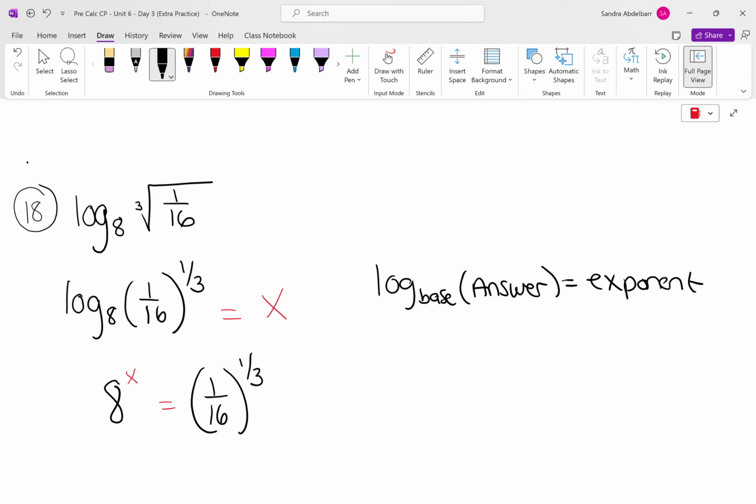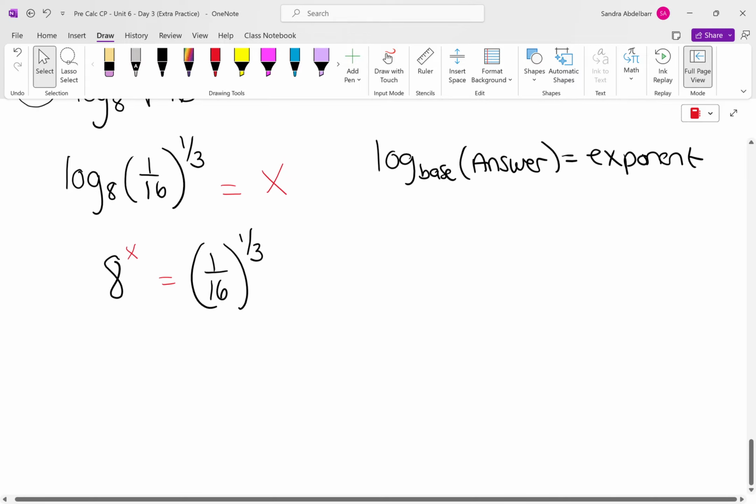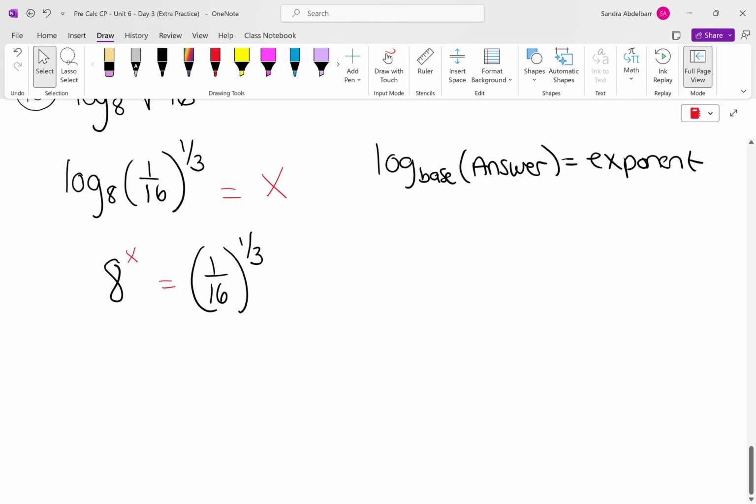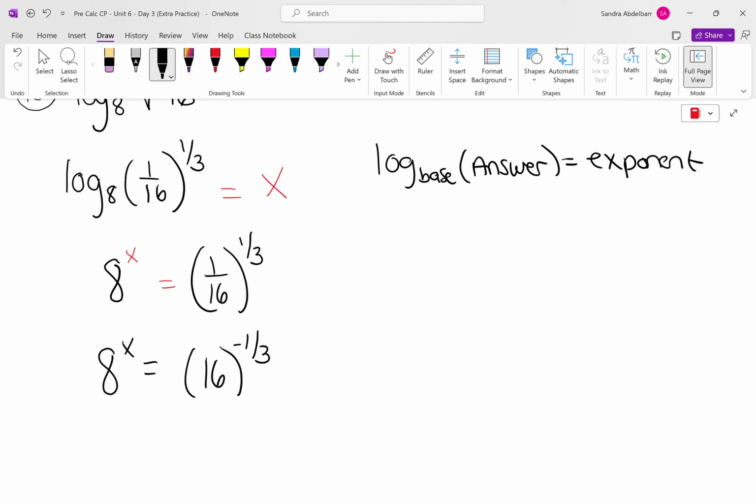1/16 raised to the 1/3. The key here is changing it into exponential. If you're able to change it to exponential, from there it shouldn't be too difficult. All right, now what are we going to do? I want to change 1 over 16 into just 16. What should I do to make that happen? Good. So this is going to be 16 raised to the negative 1/3.